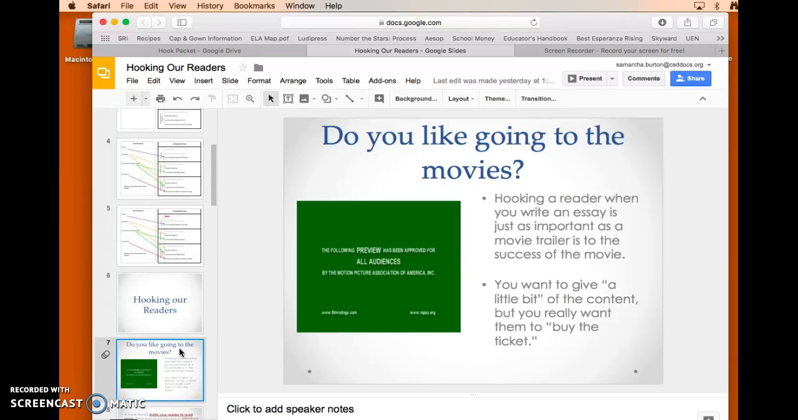Same thing with us. When we write, we don't want to give every bit of information in a hook. We want to keep it short and simple. It's usually 1 or 2 sentences long. Okay? So we're going to talk about the different types of hooks. I actually keep it really simple in my class, and I only teach 2 types of hooks.